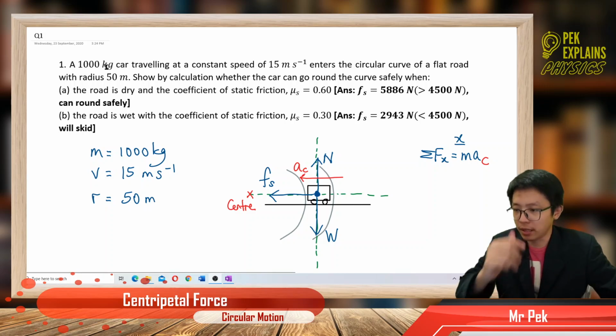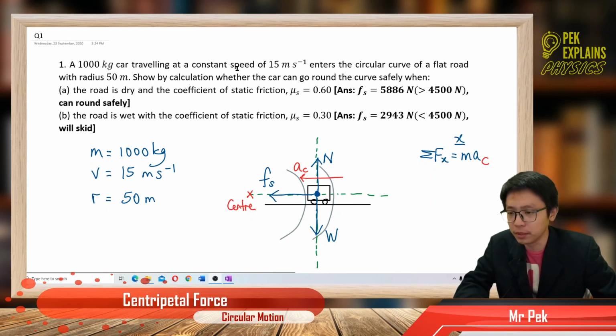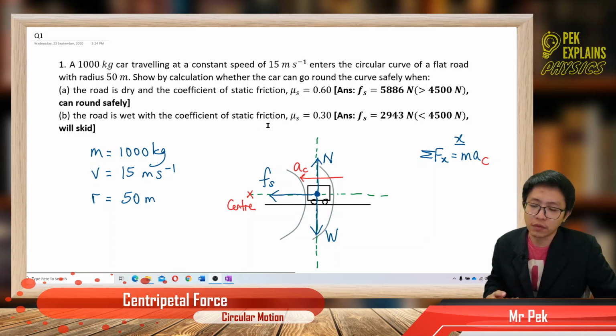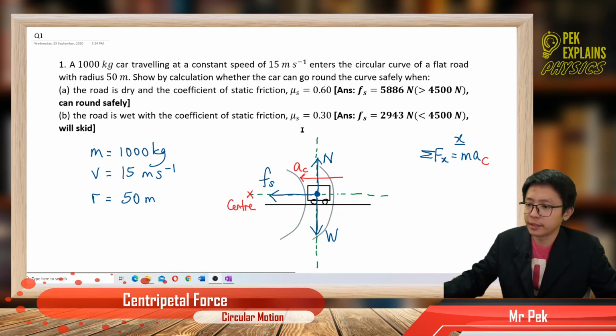A 1,000-kilogram car traveling at a constant speed of 15 meters per second enters the circular curve of a flat road with radius 50 meters. Show by calculation whether the car can go round the curve safely when the road is dry and the coefficient of static friction mu s equal to 0.6, or when the road is wet with the coefficient of static friction mu s equal to 0.3. All right.